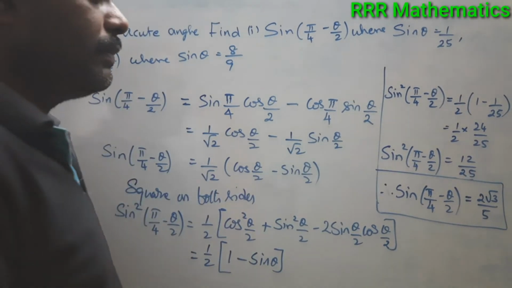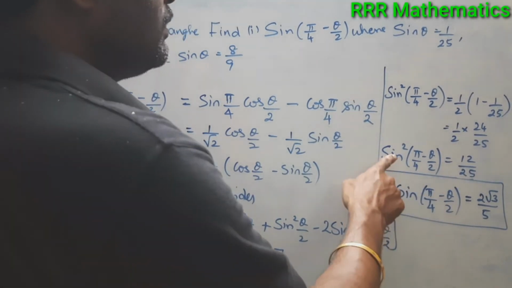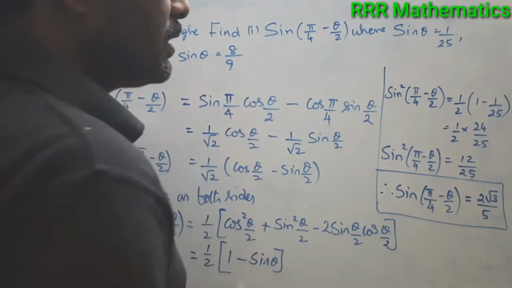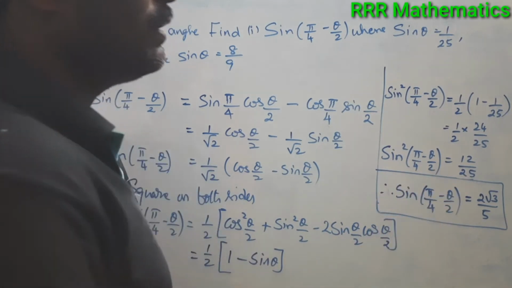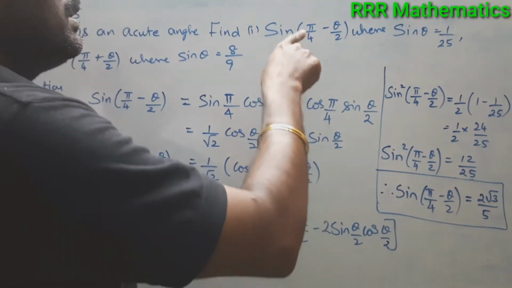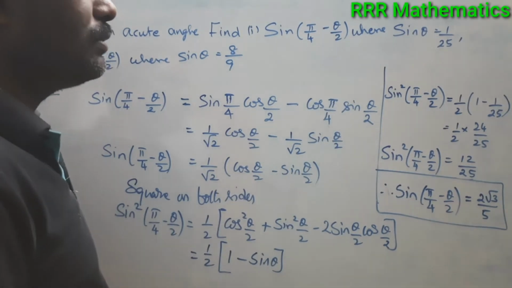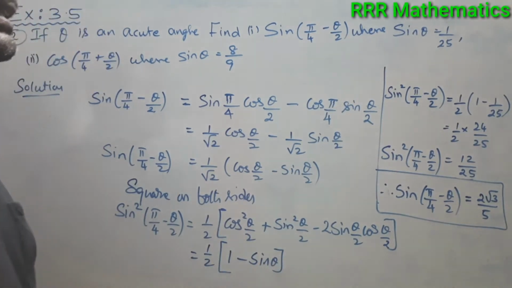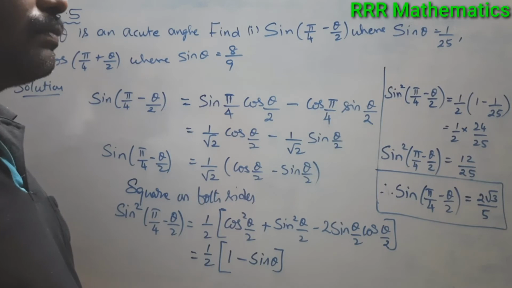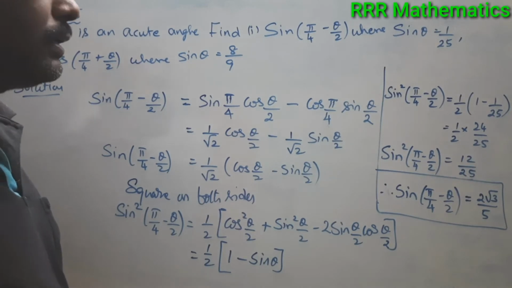When you take the square root, it gives the value of sine of pi by 4 minus theta by 2, which is equal to plus 2 root 3 by 5. Because theta is an acute angle, 45 minus theta by 2 is an acute angle, so it lies in the first quadrant. It gives a positive value of 2 root 3 by 5 respectively. Got it?